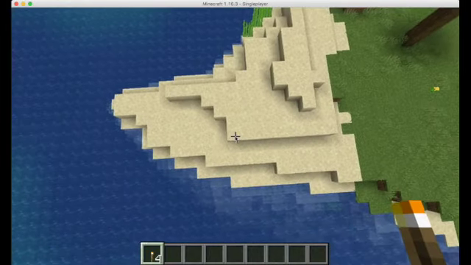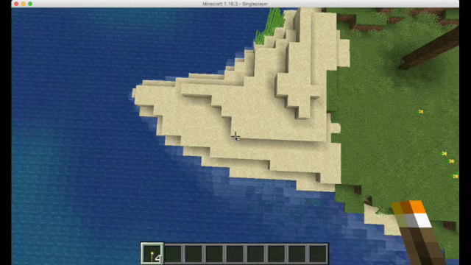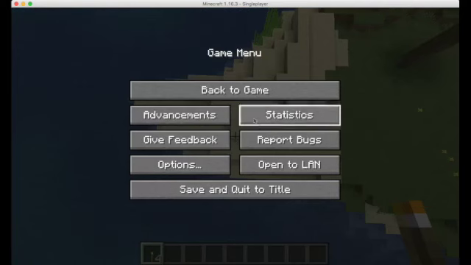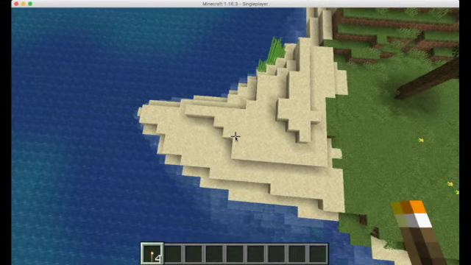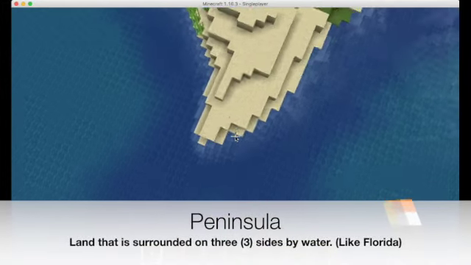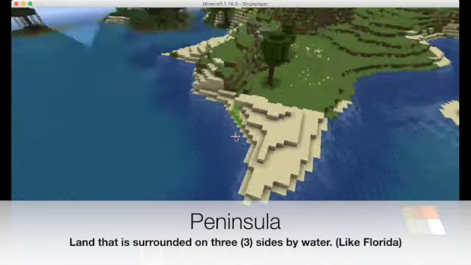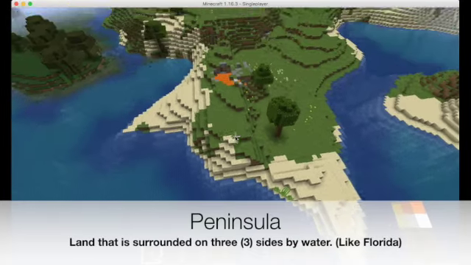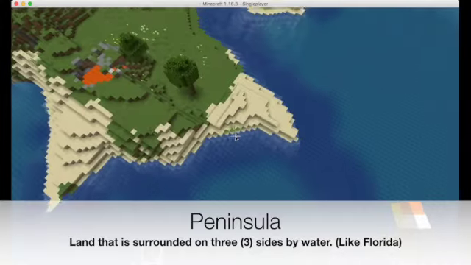What kind of landform is this? I'll give you a hint. It is surrounded on three sides by water, right there, and right there. So something that is surrounded on three sides by water is called a peninsula. So just like the state of Florida is a peninsula, so is this in Minecraft. And you can see the bamboo over there. We have quite a few other islands. And if you look, this entire thing is kind of its own peninsula. There's another one right there too.